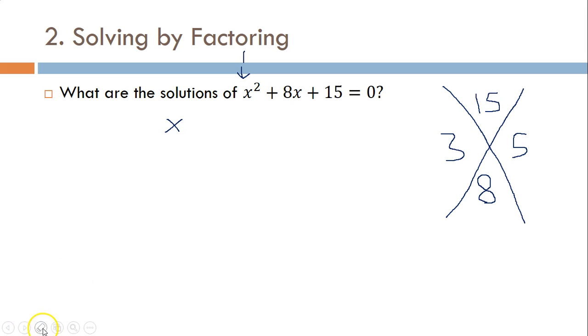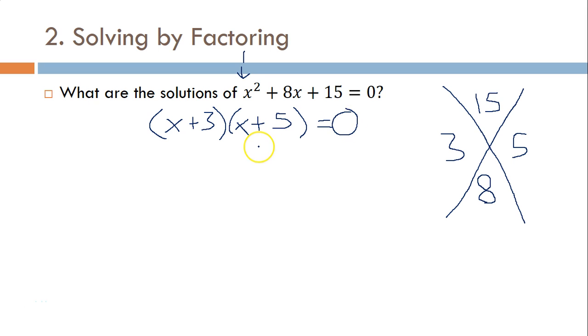So we break this up and we have our two factors. We have x plus 3 in parentheses, and x plus 5. So we factored out that quadratic, and we got x plus 3 in parentheses times x plus 5 in parentheses equals 0. So now we can do our next step.